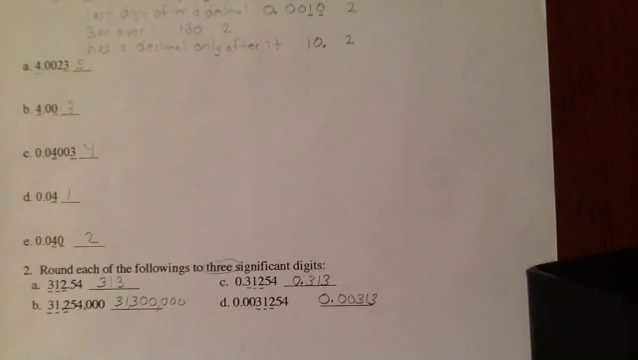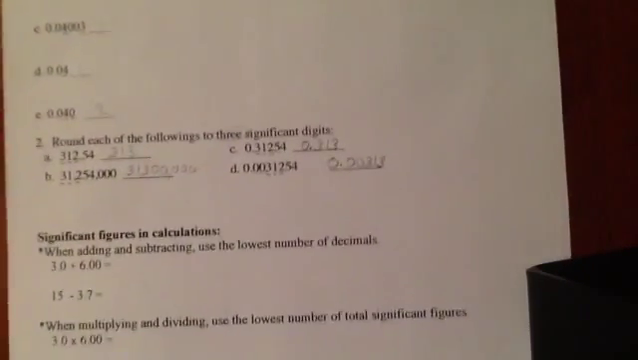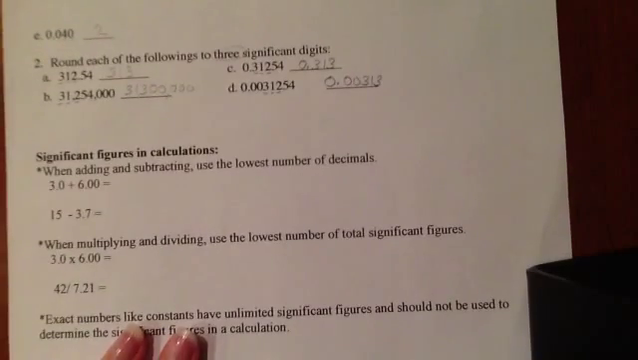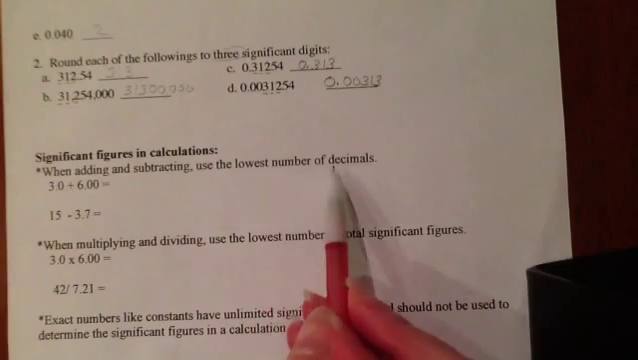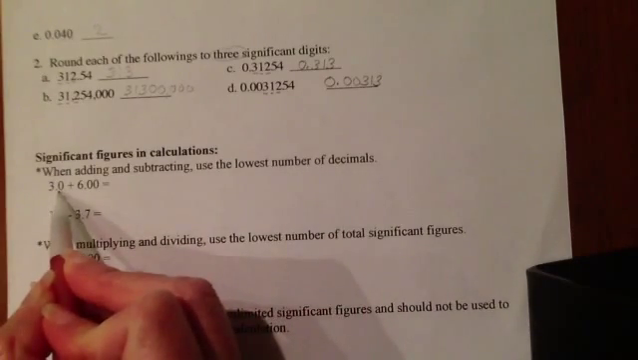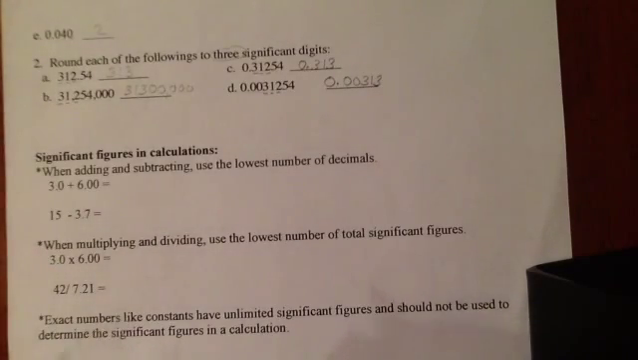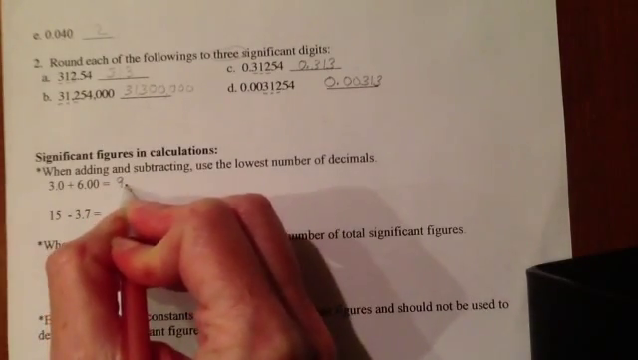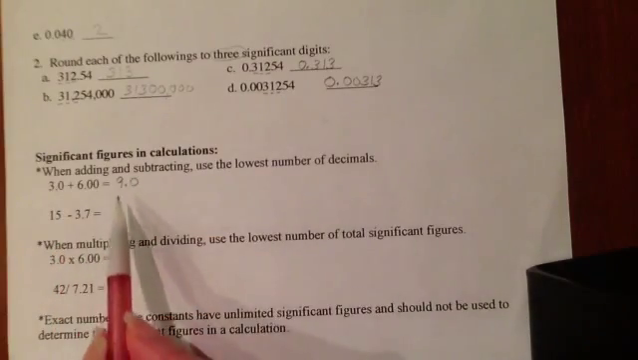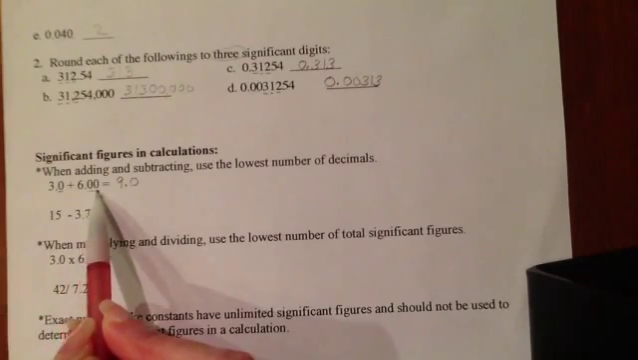All right, looking at calculations with significant digits. All right, when adding and subtracting, you use the lowest number of decimals. So looking at this number here, you get 3 plus 6. You punch that into your calculator, or hopefully you would not need to, but you get 9.0. The reason why it's 9.0 is this has one place past the decimal, and this one has 2 places past the decimal.